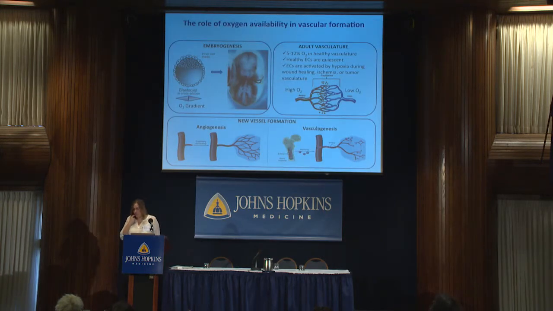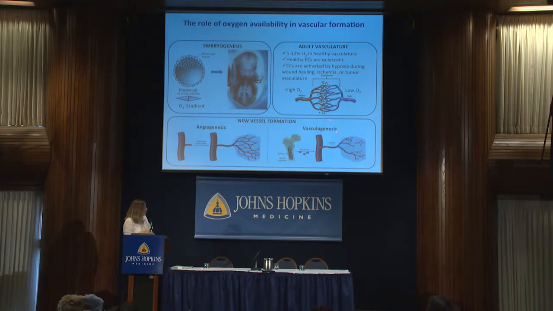Another cue that is very important in vasculature development is oxygen. During embryogenesis, it's known that low oxygen levels induce new vessel formation, which is the first tissue to be generated in embryo development. In the adult vasculature within our body, the oxygen is between 5 to 12%. Yet when we culture cells in the lab, it's basically in air, so it's 21%.